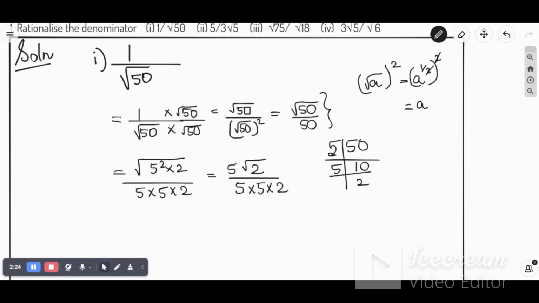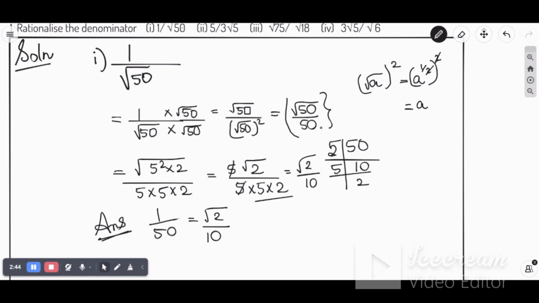Now write the same number again in the denominator, 5 into 5 into 2. So you can cancel these two and multiply these two. Your answer will be square root of 2 by 10. So the answer is, after rationalizing it, 1 by root 50 is equal to root 2 by 10. This and root 50 are the same, but we have simplified it a little. So this is your answer.